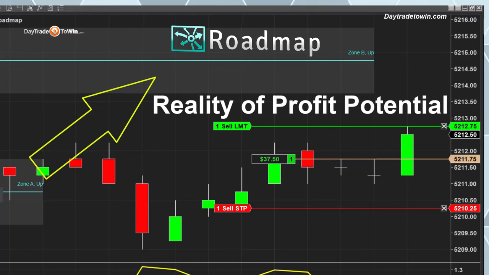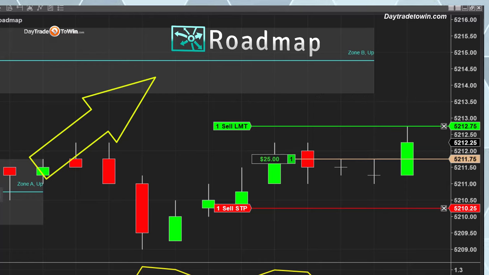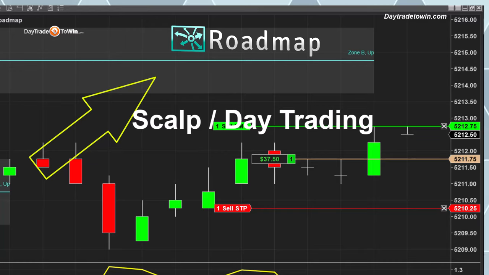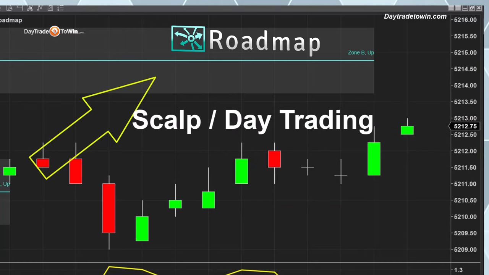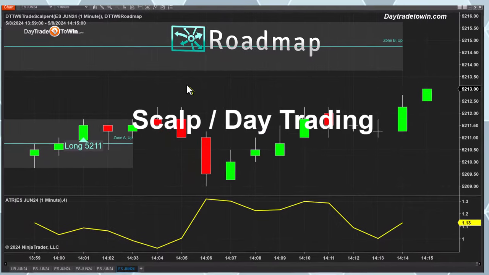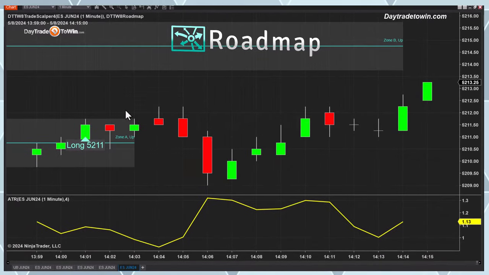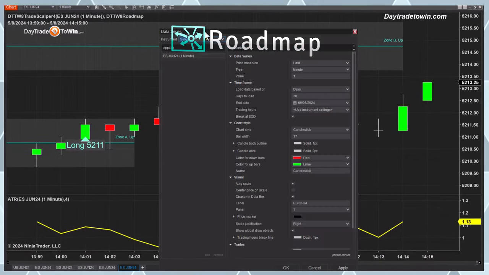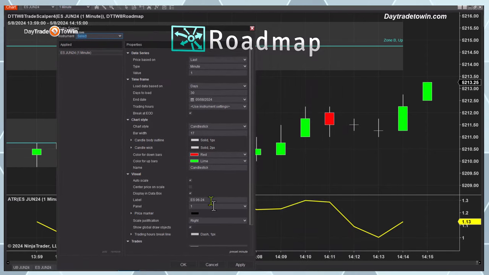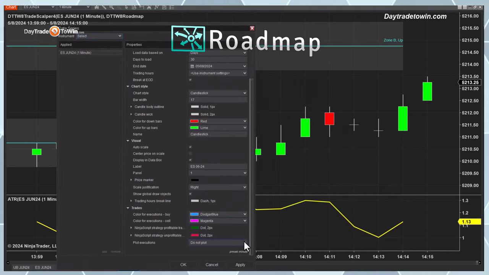The other thing that a lot of traders fail to understand is the reality of what is achievable. We can't make $1,000 on every single trade. It's just not possible unless you're trading with multiple contracts. So be realistic in how you approach this type of scalp trading. We're not holding positions for large amounts of time. We're getting in, we're getting out, typically within 10 to 20 minutes maximum. And this trade here took just a few minutes.